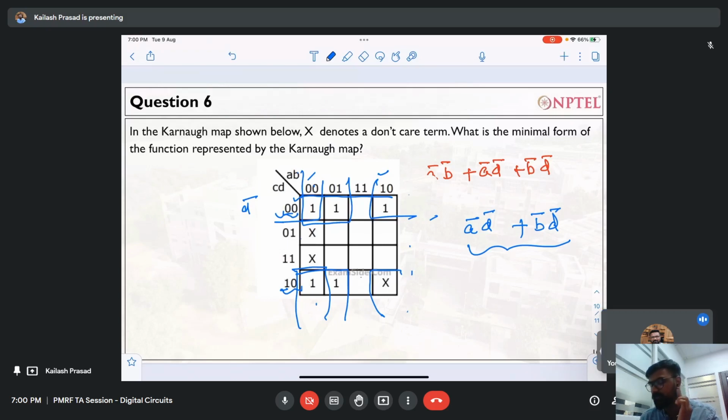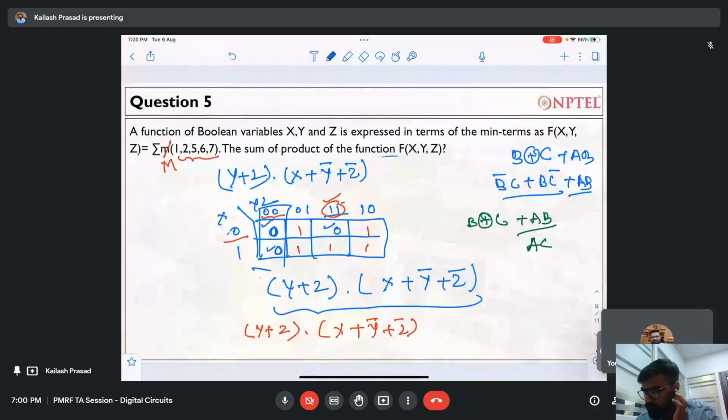Yes, sir. So in the fifth question, we have found POS for max terms. If we have to find POS for min terms, then we have to consider the number of ones, is it? POS for min term? Yes, sir. No, no, I didn't get your question. Can you repeat? Sir, we have found out POS for max terms. Correct. That is, we have considered the zeros. Yes. If we have to find the POS for min terms, then we have to consider the number of ones, is it?